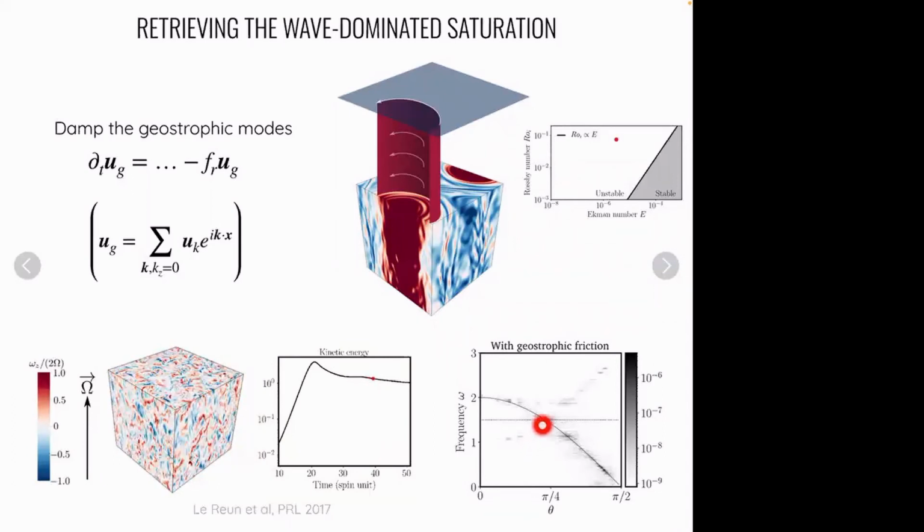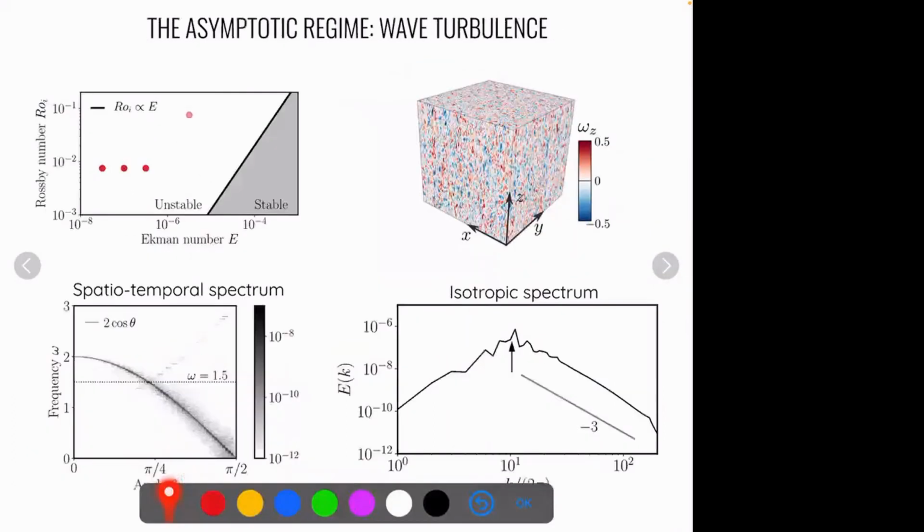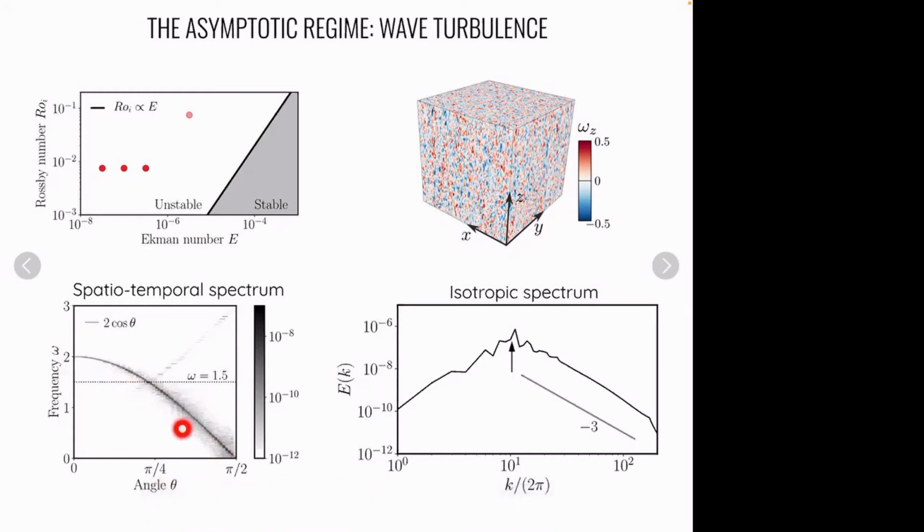But now we would like to explore more asymptotic regimes. So I'm going to focus now on those 3 simulations, in fact more like this one that has a very small Ekman number, 5 10 to the minus 8, and a very small Rossby number, I think it's 7.5 10 to the minus 3. Of course, we have a completely three-dimensional flow which has a lot of small scales, and you see that you have a continuum of waves along the dispersion relation.